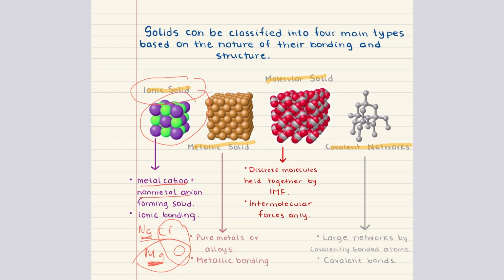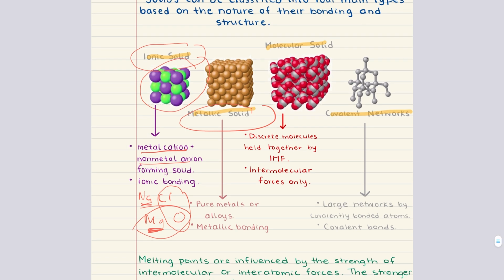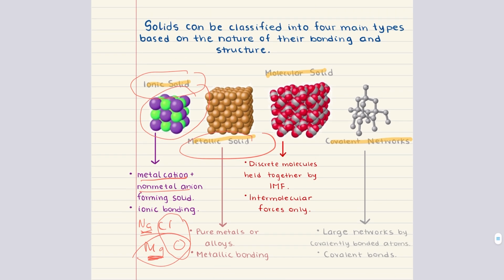Now, unlike ionic solids, metallic solids are made entirely of metal atoms, and they can be identified pretty easily by their element composition. If a solid consists of only one type of metal or an alloy, it's classified as a metallic solid. These solids exhibit metallic bonding in which valence electrons are delocalized and free to move throughout the structure, essentially forming a sea of electrons.